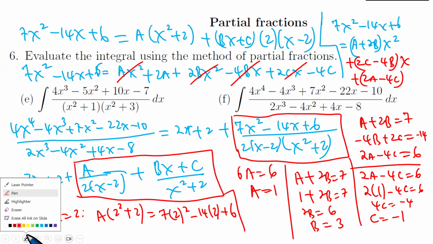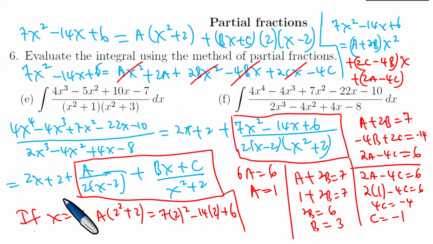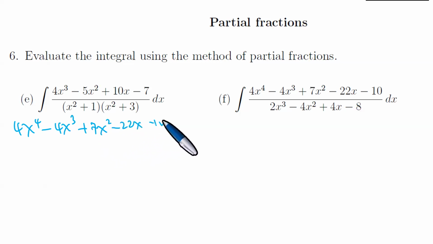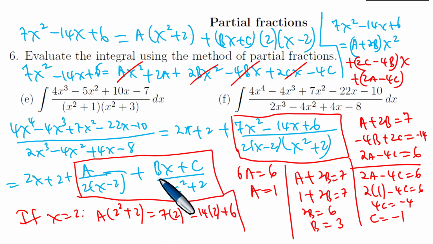Okay, let's reason this out. You see, what we're able to achieve out of this is the fact that whenever we have 4x to the fourth power minus 4x cubed, 7x squared, which is 2x cubed plus 4x minus 8, then it's what? It is 2x plus 2.